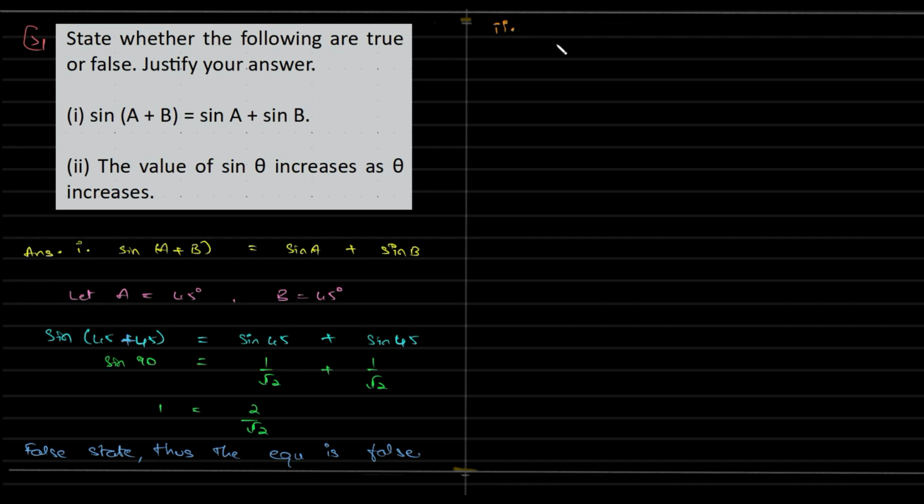So we're looking at the second question. They're asking: sine theta increases as theta increases. This is true. We have seen this. We know, WKT, that sine 0 is 0. Sine 30 increases to half. Sine 45 is 1 by root 2. Sine 60 is root 3 by 2. And sine of 90 is 1.